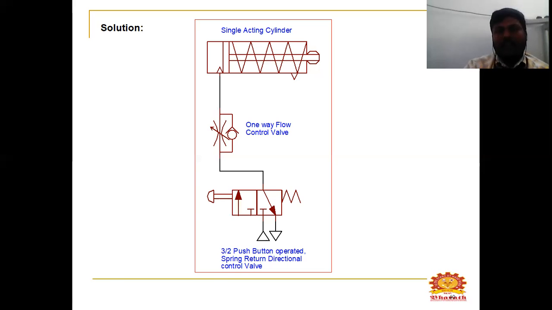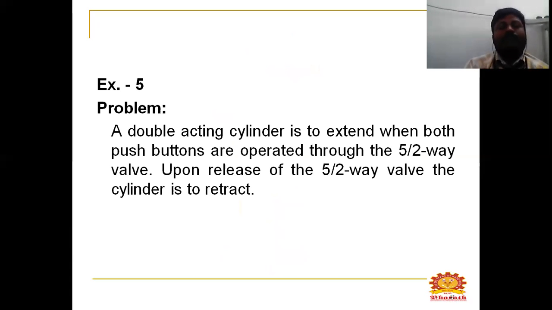And this is your single acting cylinder, and this component is the one-way flow control valve. Here this is a 3x2 push button operated, spring return directional control valve. This is one. And the next one is the fifth problem.